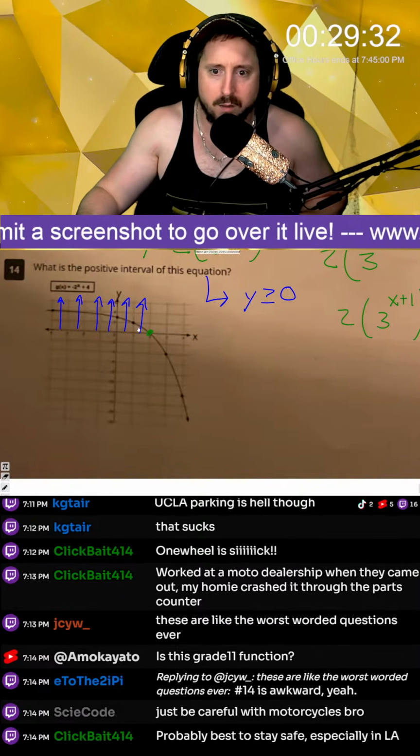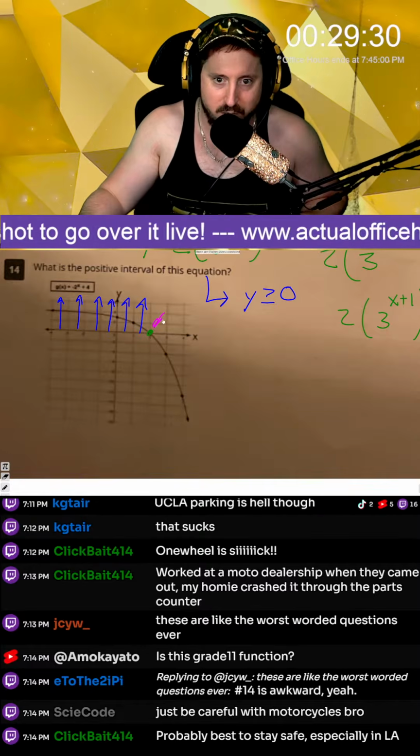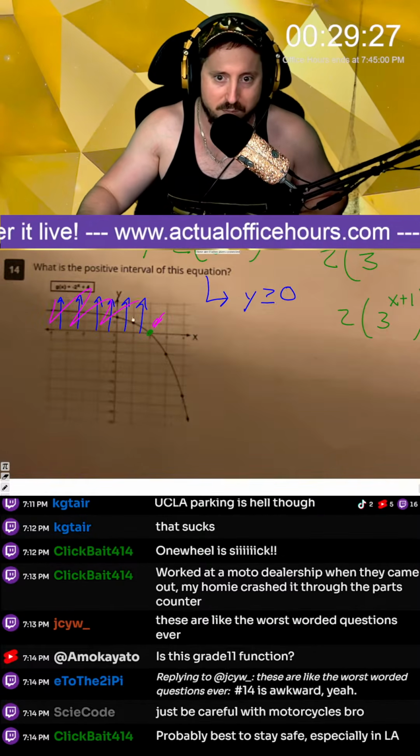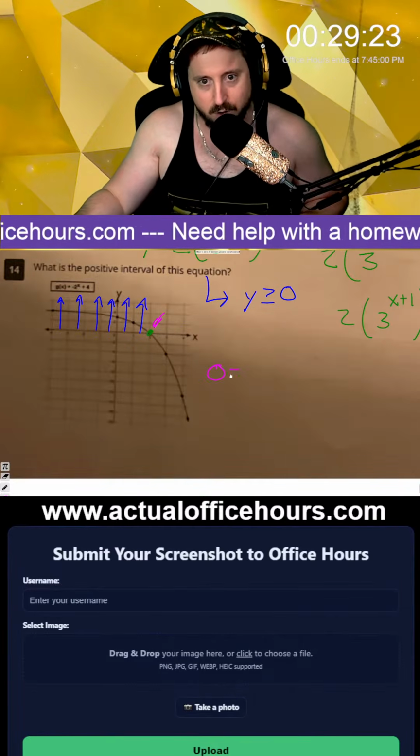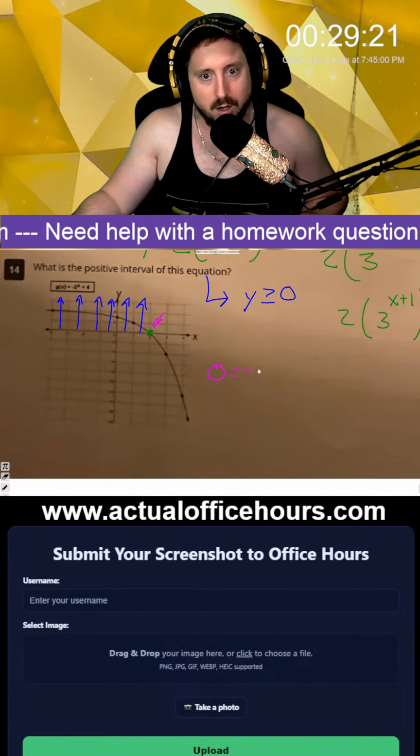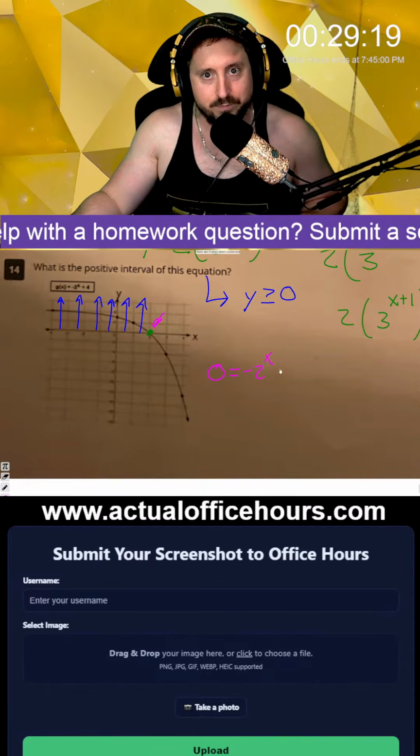Okay, so I think I just need this intersection point, right? Because we know to the left of this, it's positive, and to the right of it's negative. So let's just set this equal to 0. So let's say 0 is equal to negative 2 to the x.